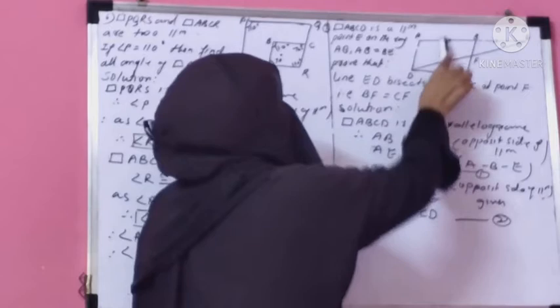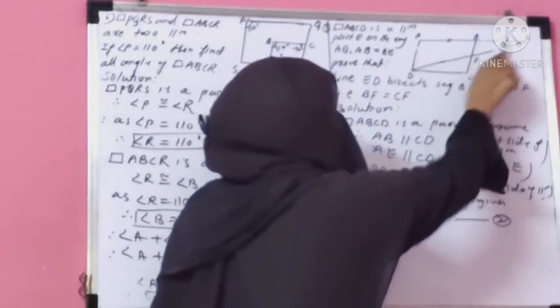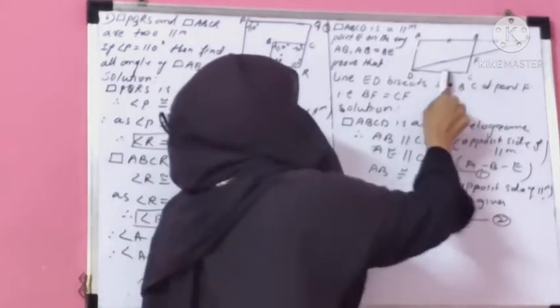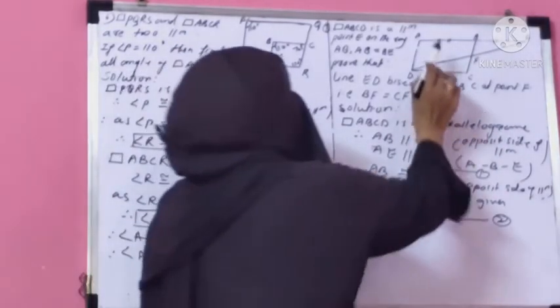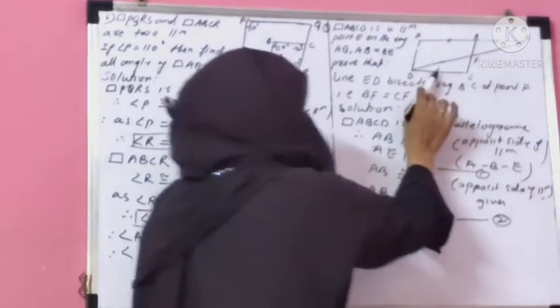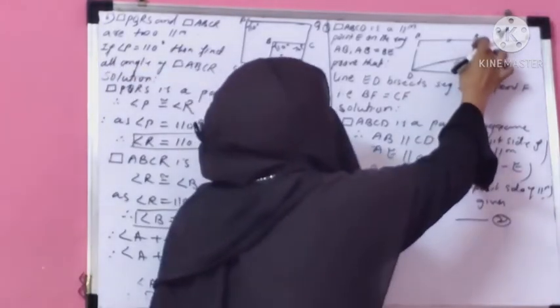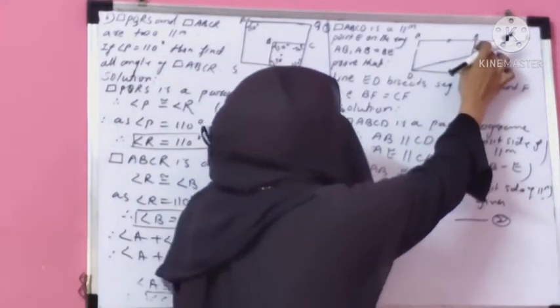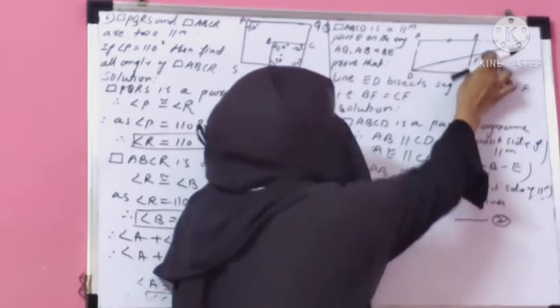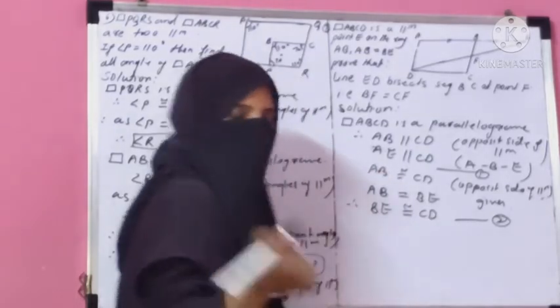See here, first of all, these two lines are parallel. If these two lines are parallel, and this point also lies on the same line, then these two lines are also parallel. Now, AB is congruent to CD and AB is equal to BE. That means BE is also congruent to CD. Got it? Now focus on these two triangles. If you prove these two triangles are congruent, then you can prove BF is equal to CF. If you prove BF is equal to CF, that means BE bisects this side.